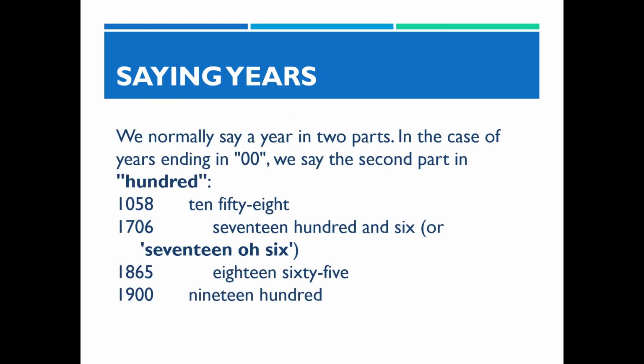Now, how to talk about years. When we talk about years, we usually break the year into two parts. For example, tahun 1865 is said as eighteen sixty-five. If the year ends in 00, like 1900, we say nineteen hundred. Untuk tahun yang di atas tahun 2000, we often say them differently. For example, 2006 is said as two thousand six. Tapi untuk 2010 dan selebihnya, we usually say twenty ten, twenty eleven, and so on.